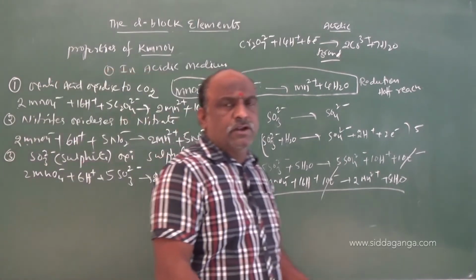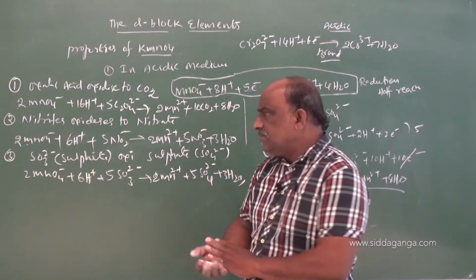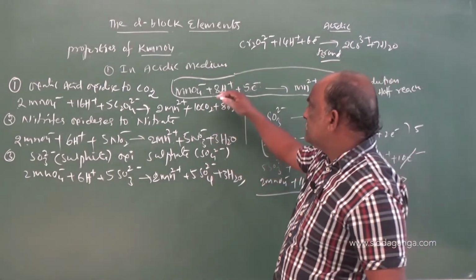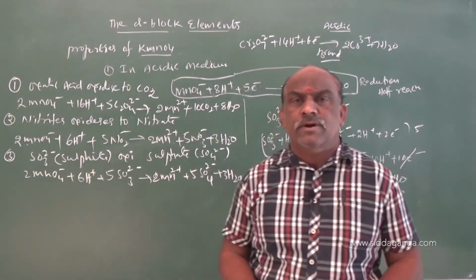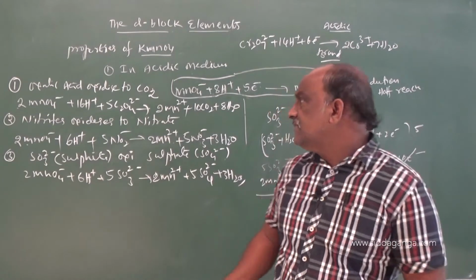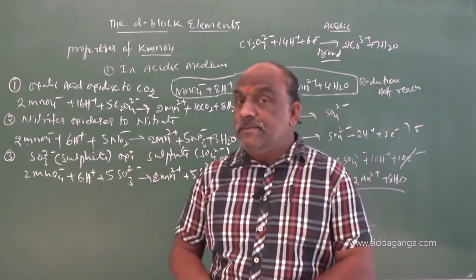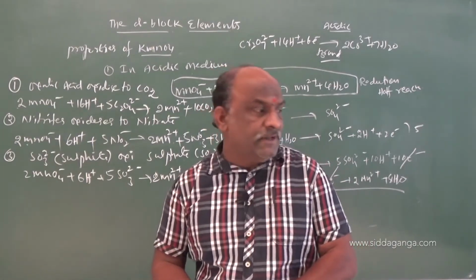In the textbook, total balanced equations are given. So from the examination point of view, you should practice like this only. Practice like this means first you have to keep this equation in your mind: MnO4 minus plus 8H plus plus 5 electrons gives rise to Mn2 plus plus 4H2O. This is an example for an acidic medium reaction, not an alkaline medium.